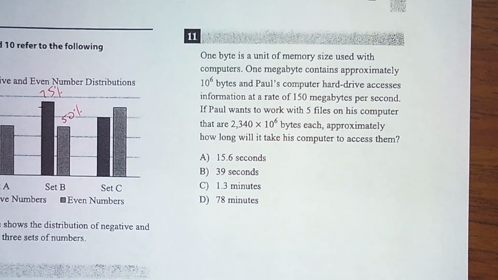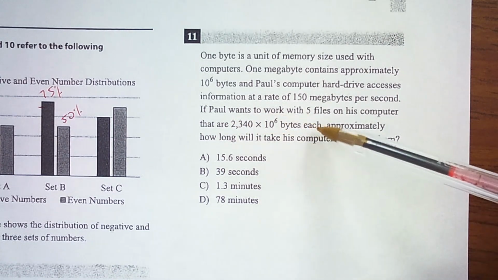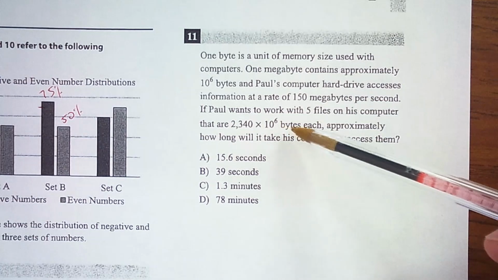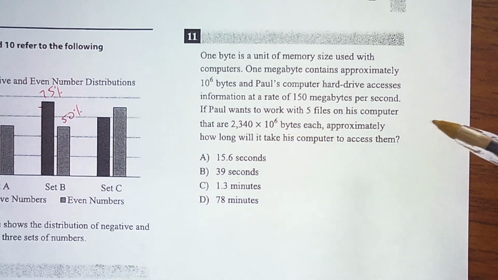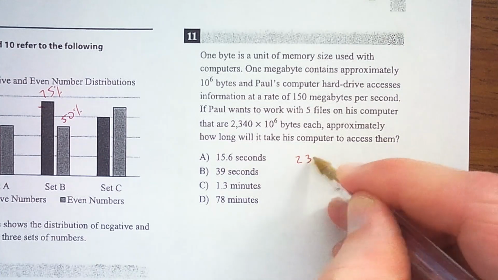1 byte is a unit of memory size used with computers. 1 megabyte contains approximately 10 to the 6th bytes. And Paul's computer hard drive accesses information at a rate of 150 megabytes per second. If Paul wants to work with 5 files on his computer that are 2,340 times 10 to the 6 bytes each, so they're 2,340 megabytes each, approximately how long will it take his computer to access them?